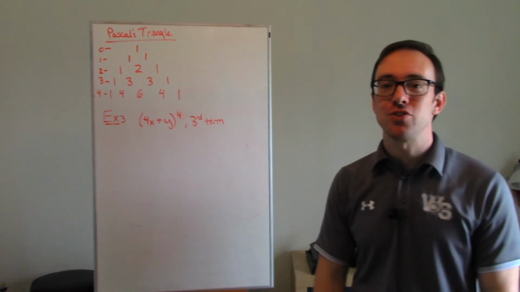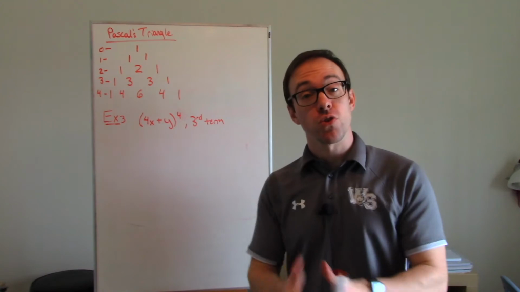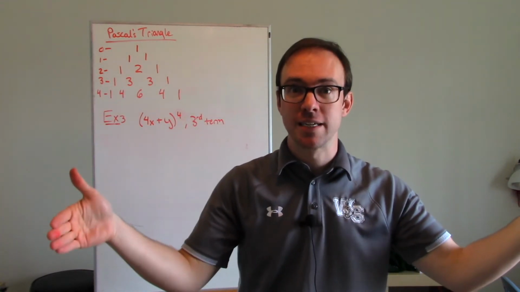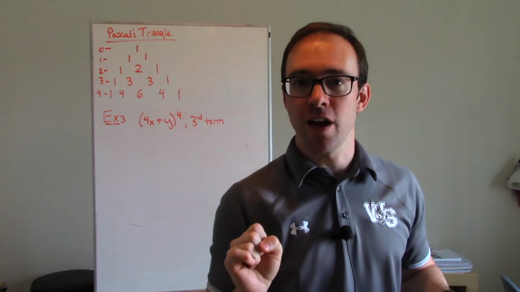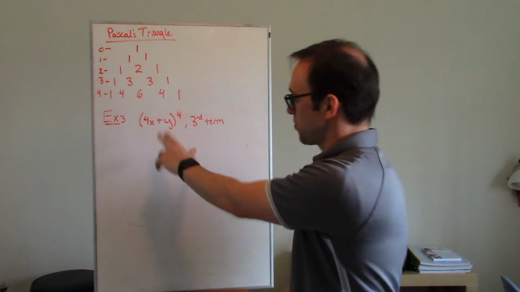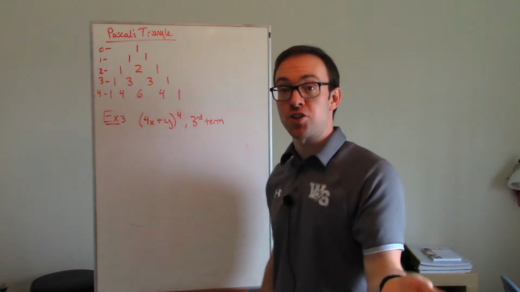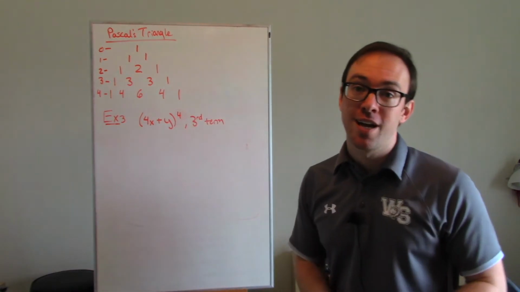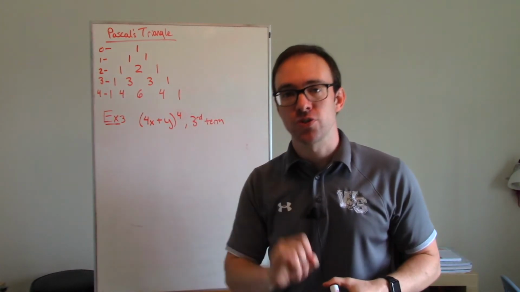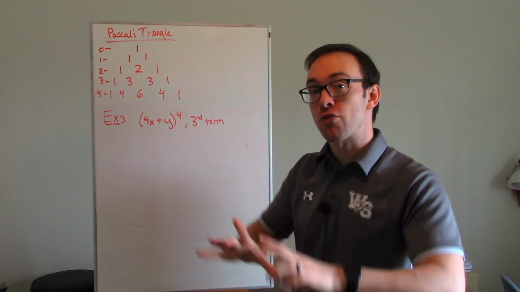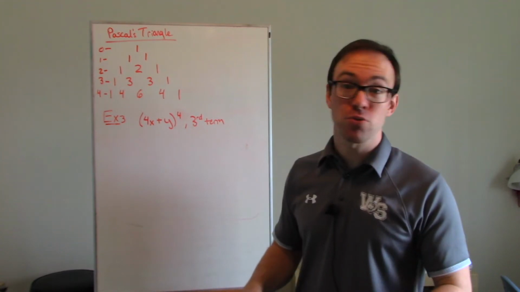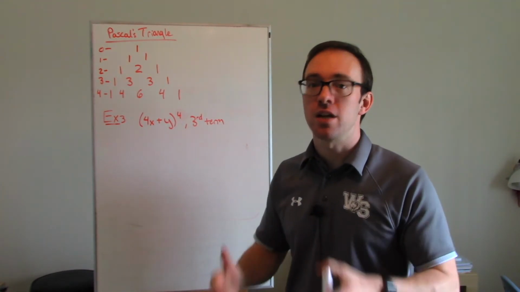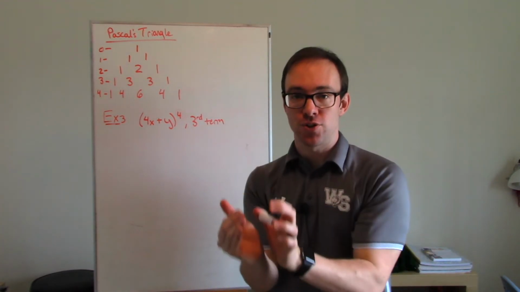Okay, example 3. Example 3, we're going to now look for a specific term. So the first two examples, we did the entire thing, and we went all the way through it. This time, we're just zeroing in on that one term. So for this particular case, it's 4x plus y is your binomial to the 4th power. And we're only going to be getting the 3rd term. So that's all we're looking for, that one place. So we're going to do the same thing we did last time, except we're not going to go through all those calculations. Okay, all we're going to do is the 3rd term.